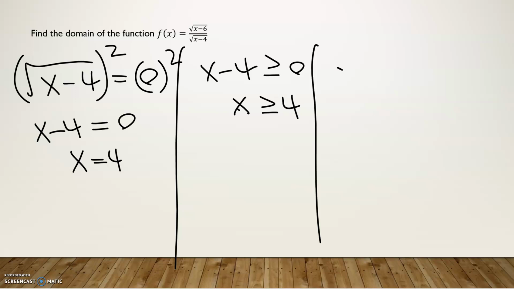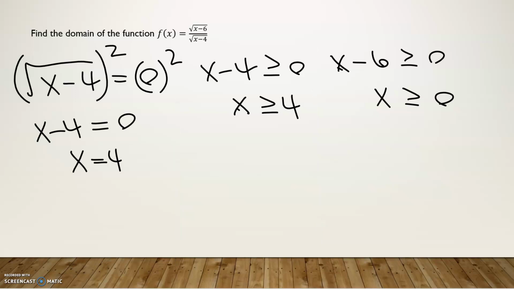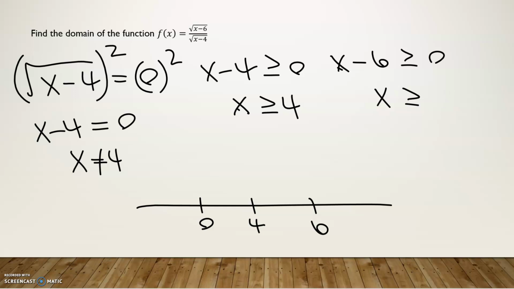And then the top part, x minus 6, also has to be greater than or equal to 0 because this is a square root. So x has got to be greater than or equal to 6. Now we need to combine these, and let's do it on the number line. So here's 0, here's 4, and here's 6. Okay, so x cannot be 4, that's what we found. x is greater than or equal to 4, and x is greater than or equal to 6.